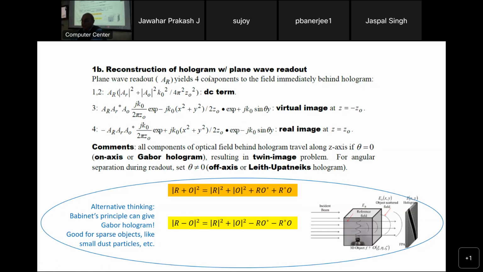So this is the difference, as you know, between the Gabor hologram and the Leith-Upatnieks hologram. The Gabor hologram did not have the angle, so therefore you could not separate what's called the twin images. Then Leith and Upatnieks, with the help of the laser, did an off-axis hologram. The off-axis hologram was able to resolve the two.